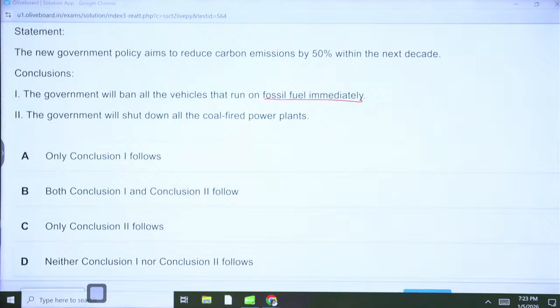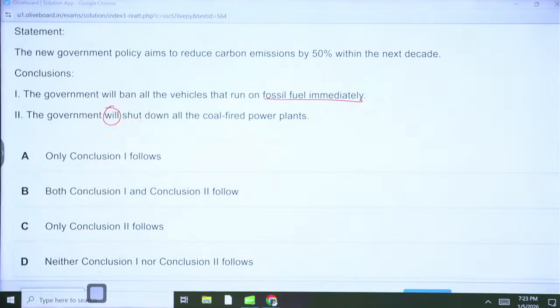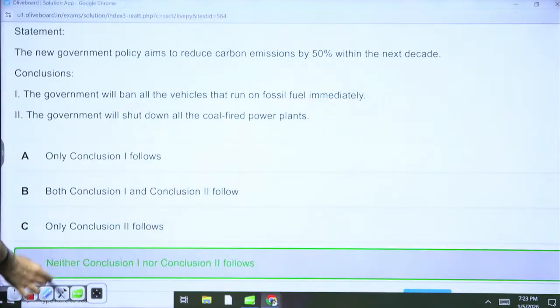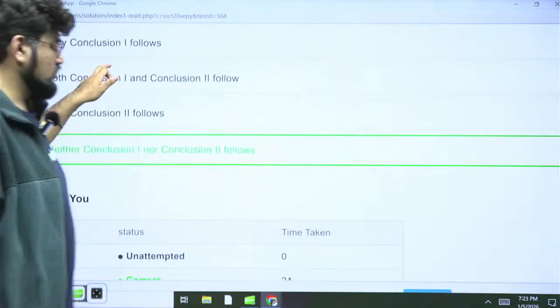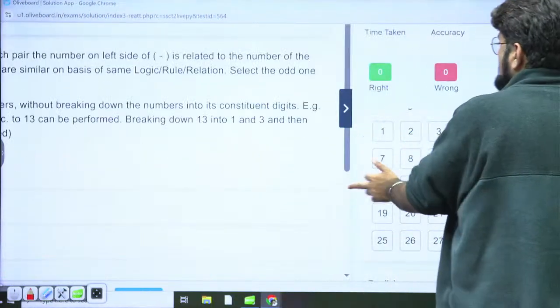And the government will shut down all coal-fired power plants. I am not sure whether this is going to happen. It is too definitive. So both of them are incorrect. I cannot draw those conclusions. Option D is the right answer. This was the official answer when it was asked also. If you remember this question, I hope you do. I want you guys to practice so much that you start remembering questions now.